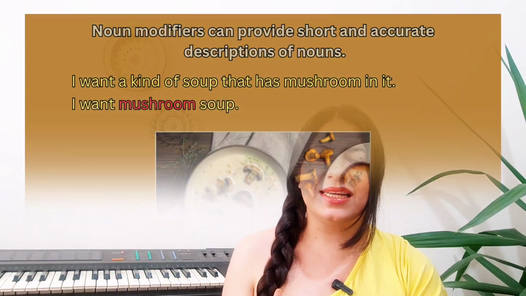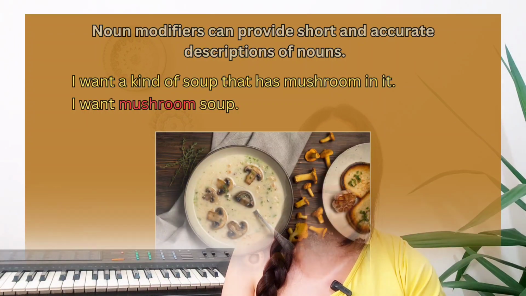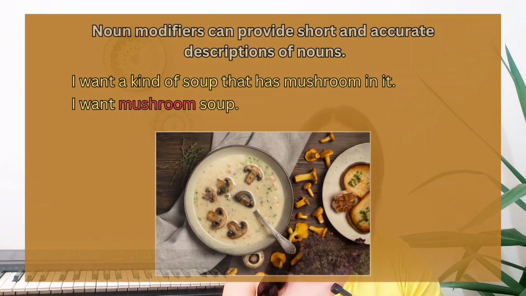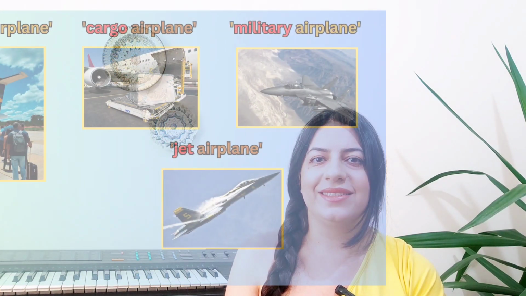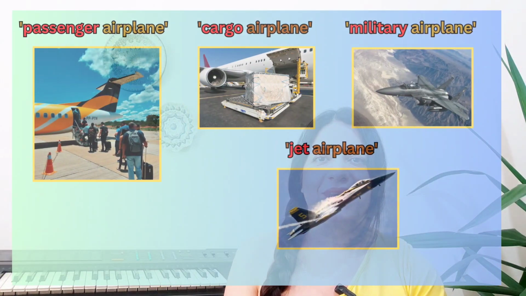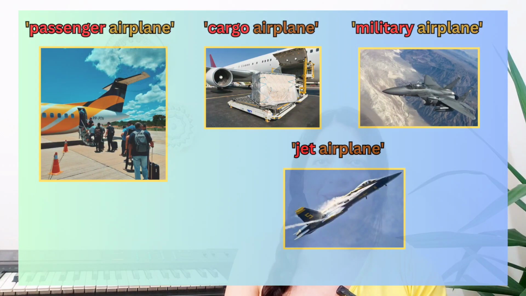For example, instead of saying, "I want a kind of soup that has mushroom in it," we can simply say, "I want mushroom soup." In this case, mushroom acts as a noun modifier, succinctly describing the type of soup. We can apply this principle to other examples like passenger airplane, cargo airplane, military airplane, and jet airplane.